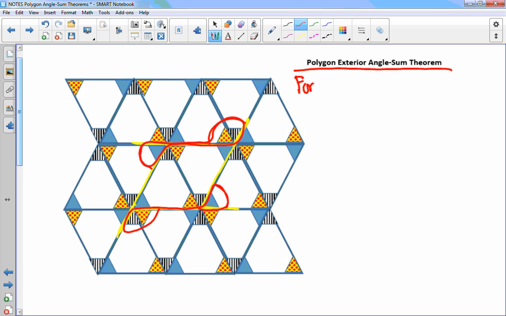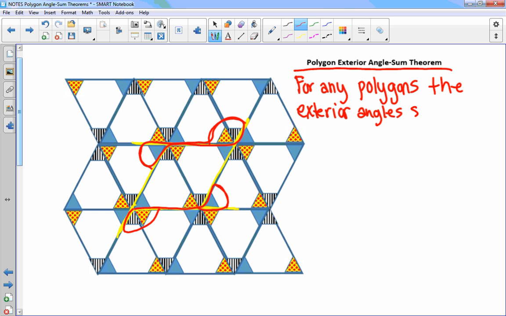So the polygon exterior angle sum theorem is, this actually works for any polygon, the exterior angles sum to 360 degrees. We can make this tessellation larger, actually look at a hexagon and extend the sides, and we also get 360 degrees.